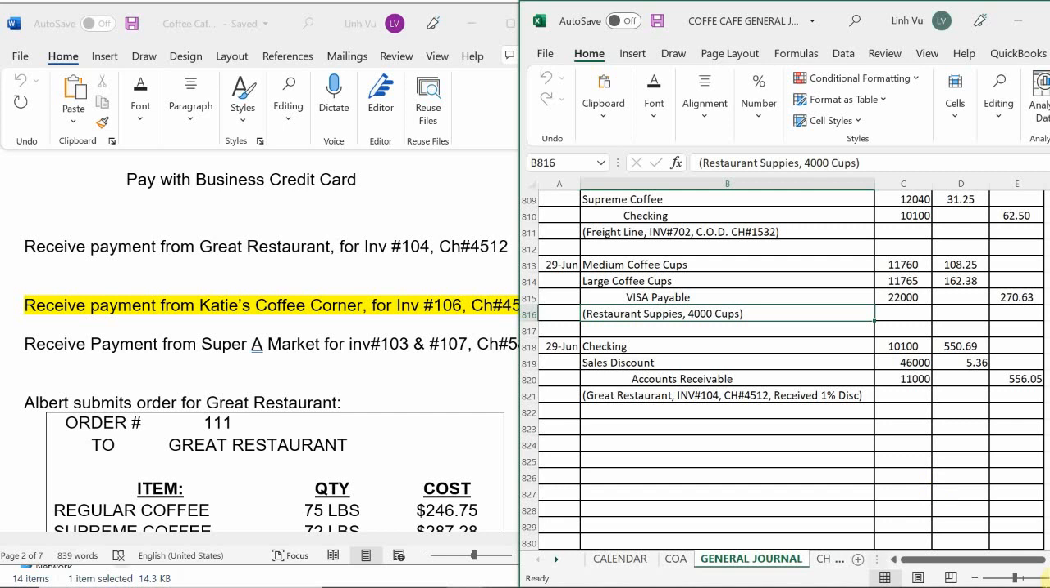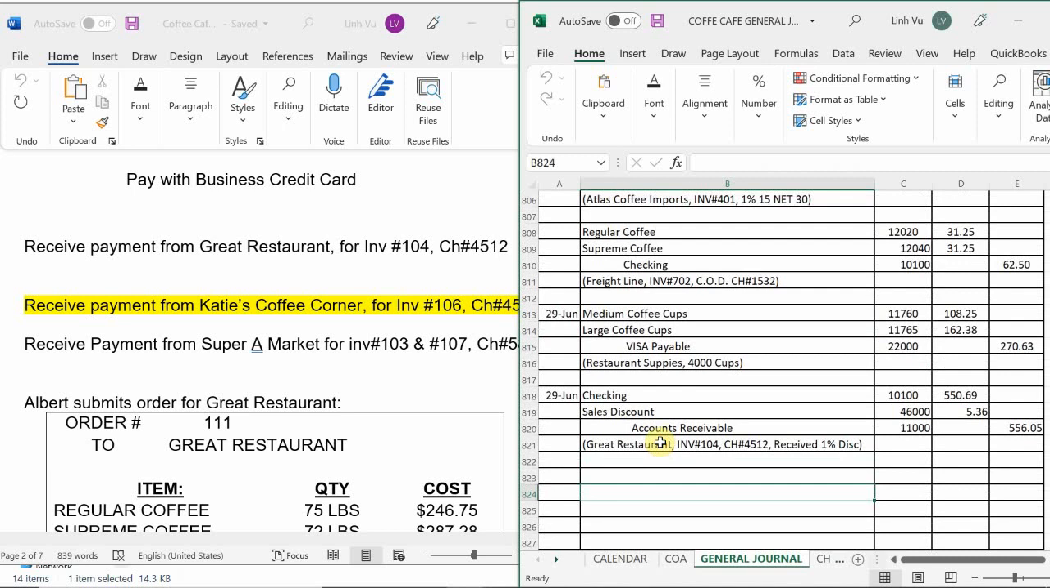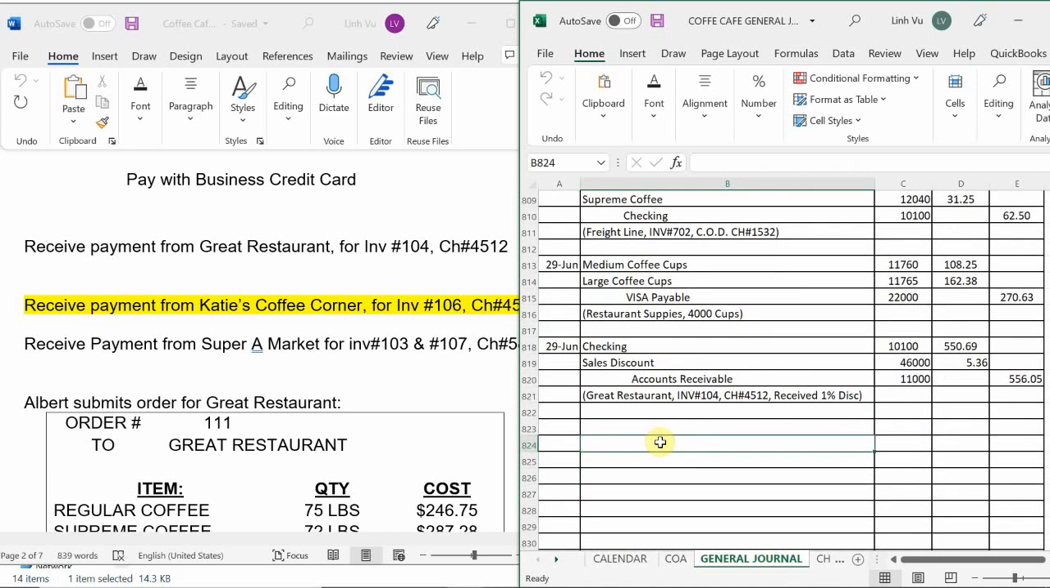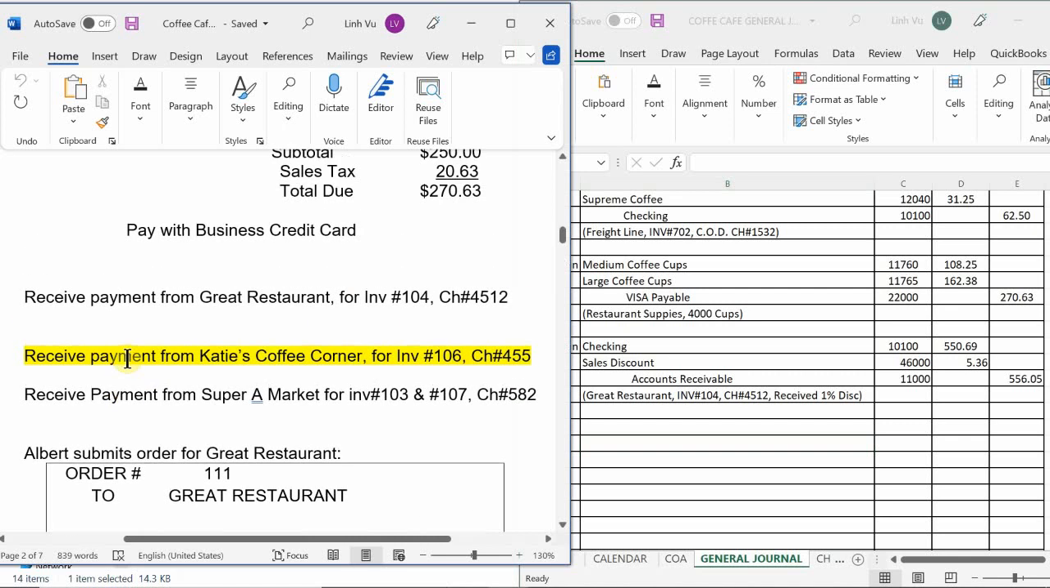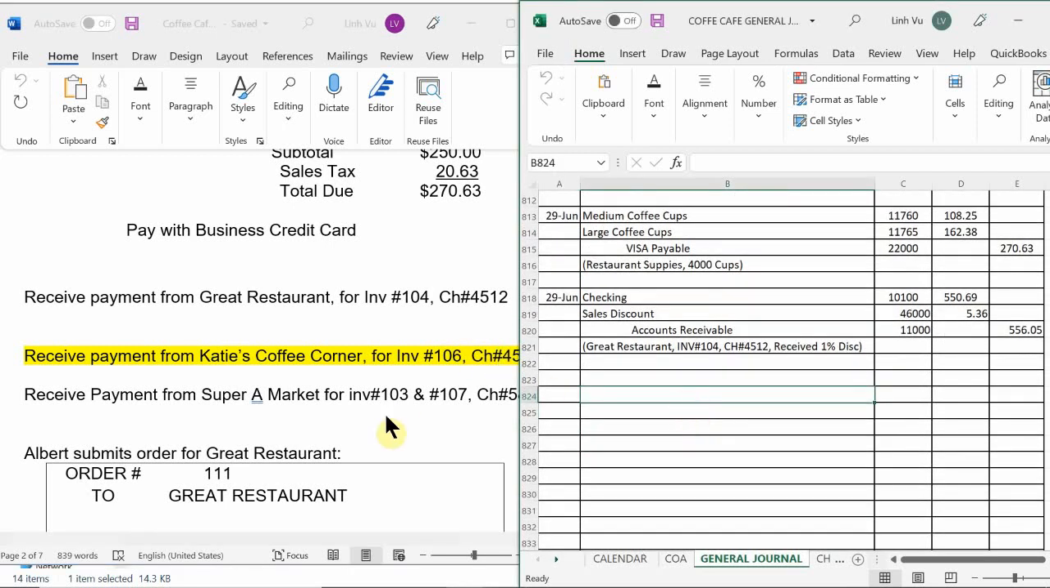All right, so last thing that we did was that we received a payment from Great Restaurant, okay? So this time, I highlighted it right here. This is where we left off. Now we received a payment from Katie's Coffee Corner for invoice number 106, and she sent us check number 455. So, what do we do with this check here?